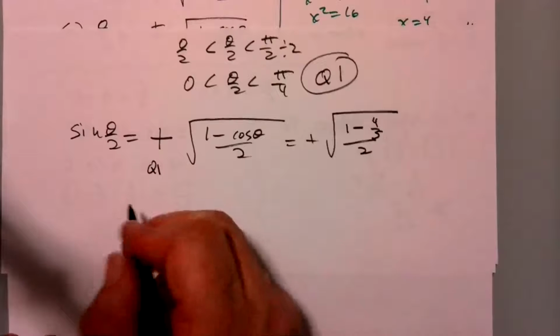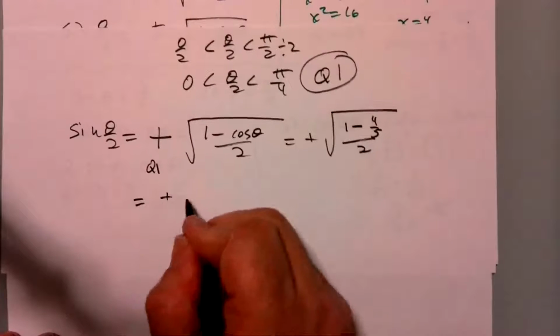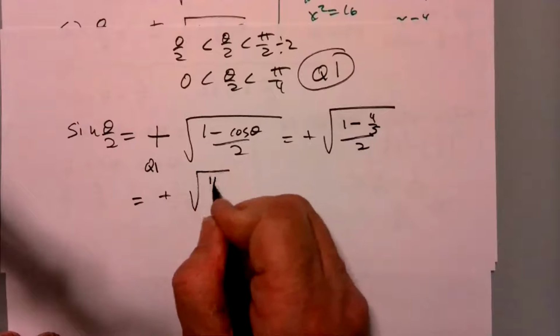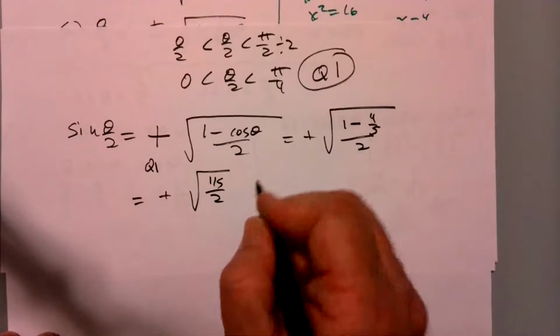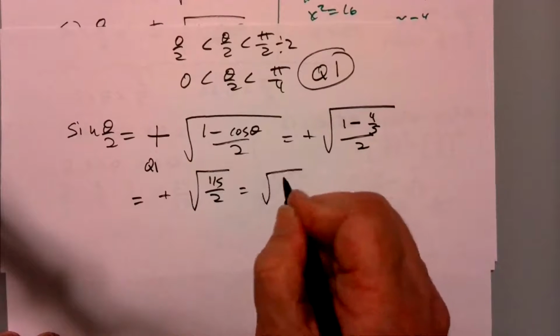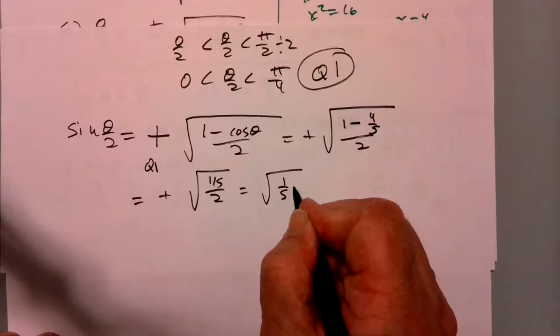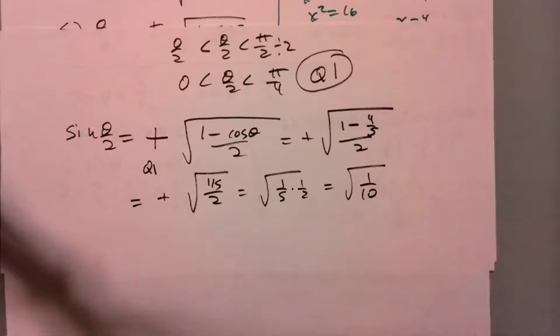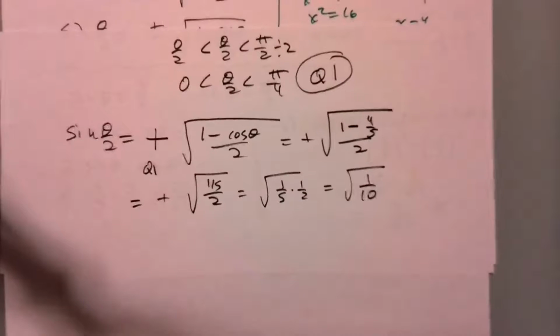I expect most of you would solve the problem this way. Plus 5/5 minus 4/5 is 1/5. 1/5 divided by 2, which is the square root of 1/5 divided by 2, is times 1/2, which is the square root of 1/10. And same kind of thing for cosine of theta over 2. Again, why? Because we are between 0 and pi over 4. If we're between 0 and pi over 4, both sine and cosine are positive.